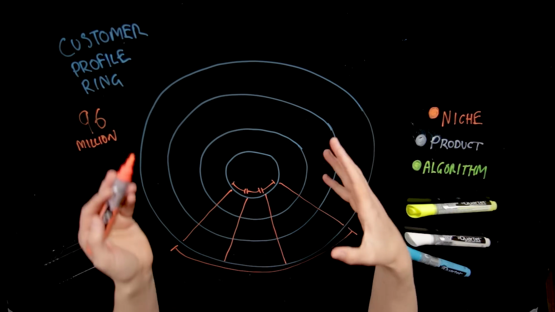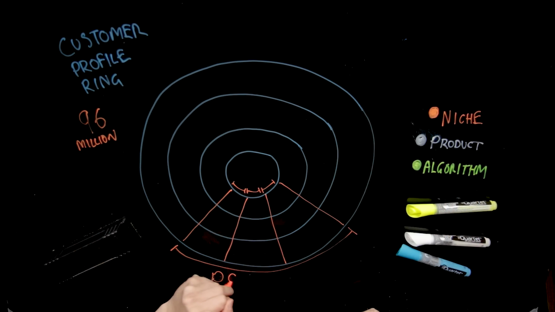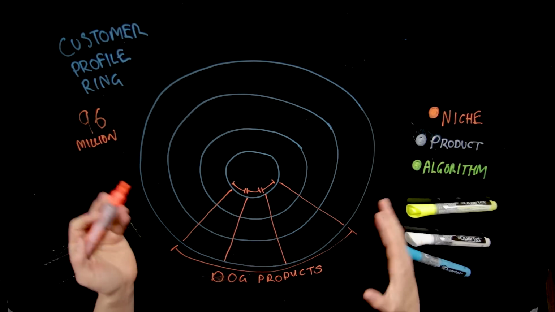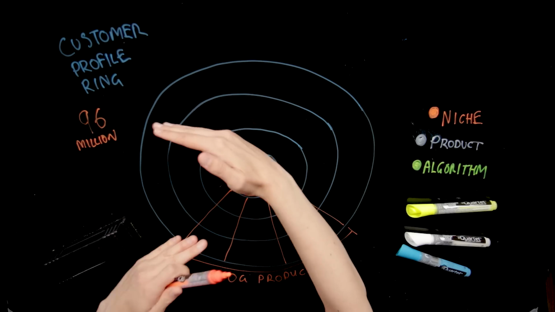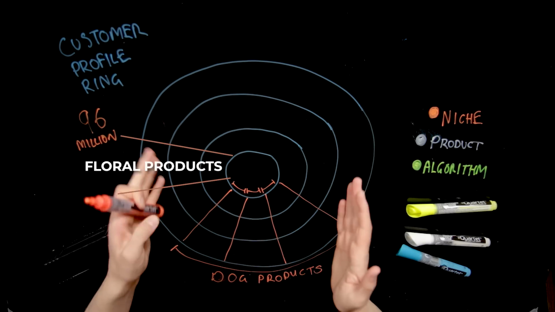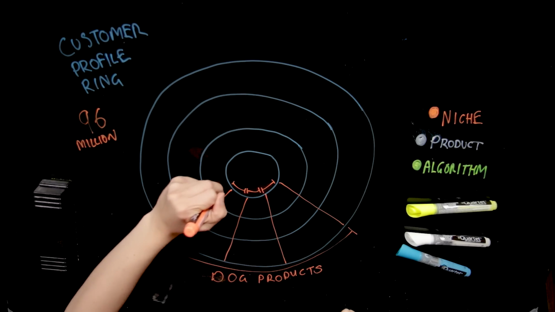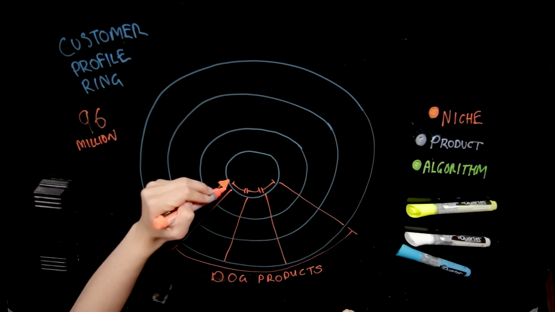Well, within this big customer base, you've got different niche groups of customers that like to buy different types of niche items. So for example, this group of niche customers here likes to buy dog products, but there are different segments such as customers that like to buy floral products or mental health awareness products. You can also see that this ring has multiple layers to it. Well, that is because the further in you go, the more niche the customer base gets.